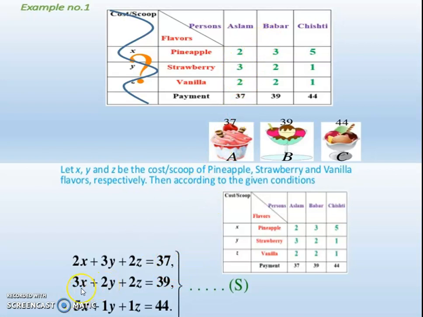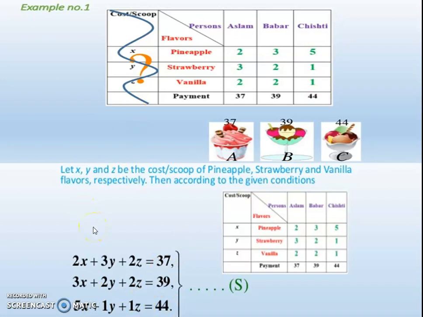Next, 3x plus 2y plus 2z equal to 39. How is it derived? Babar gives 3, 2, 2. This is the second equation of our ice cream for Babar. And the last, Chishti, 5, 1, 1. So this gives us 5, 1, 1 and the payment she gave is 44.